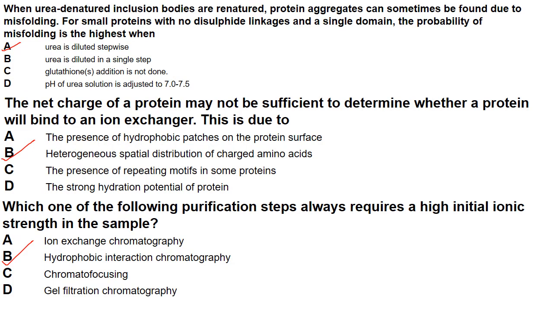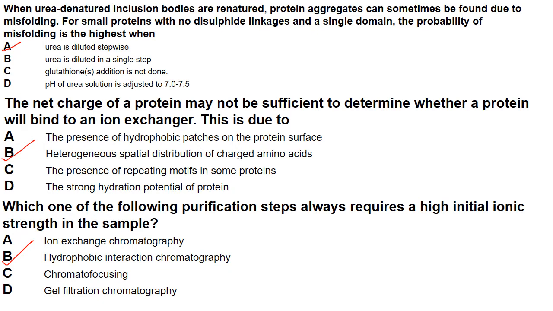When urea denatured inclusion bodies are renatured, protein aggregates can sometimes be found due to misfolding. For small proteins with no disulfide linkages and a single domain, the probability of misfolding is highest when? When urea is diluted stepwise. Answer is option A.